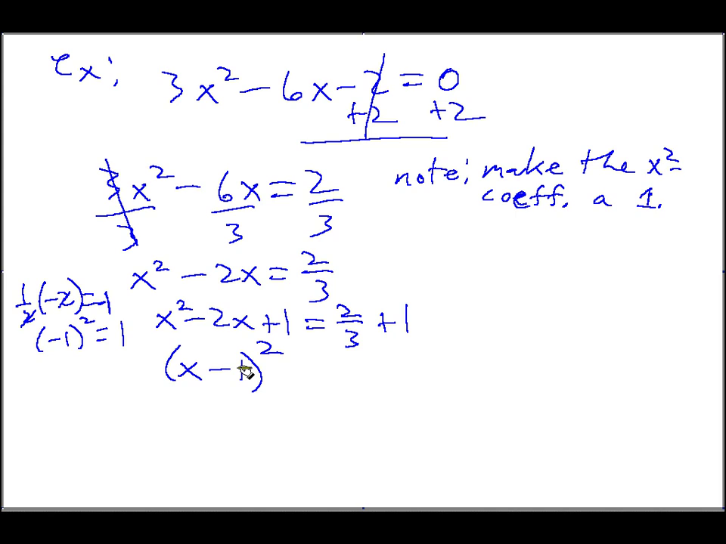All right, are we good on that? Again, the number that goes here in the factoring is always half of this number. Keep that in mind. Equal to 2/3 plus 1 is 1 2/3, which is what? 5/3. Is it not? All right. Okay, let's take the square root of both sides.